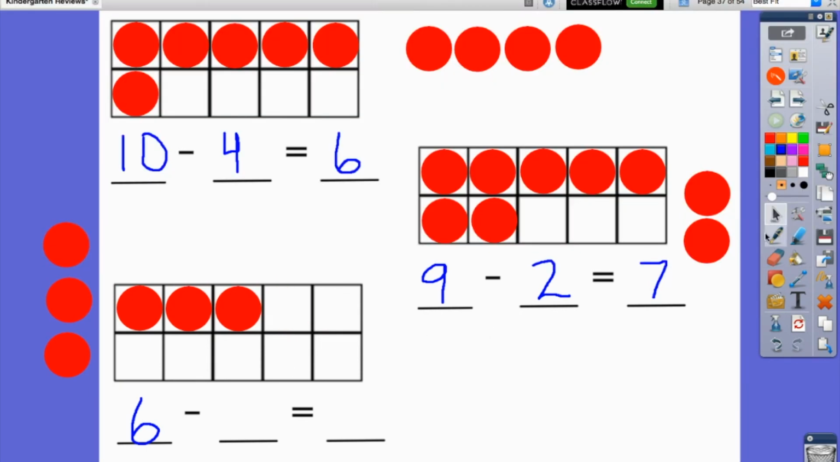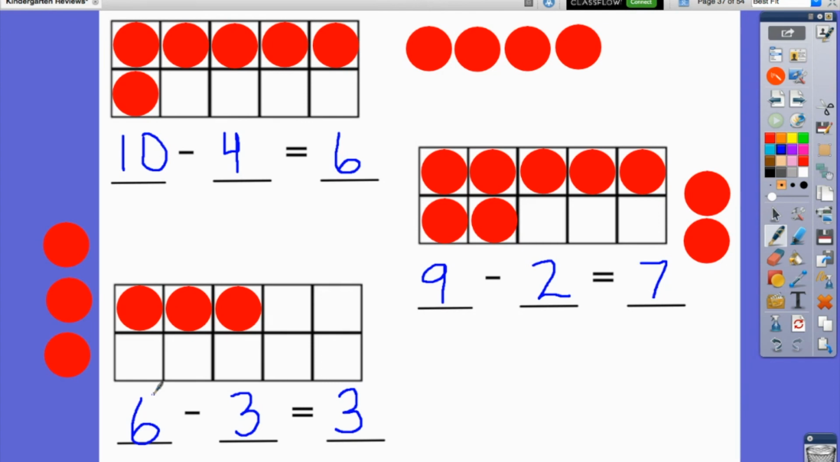How many counters did I take away? I took away 3 counters. Well, how many counters did that leave on my 10 frame? I want you to hold up fingers to show me how many counters are left on the 10 frame. I see lots of friends with this answer. Let's check and see. Are there 3 counters left on the 10 frame? 1, 2, 3. Great job.